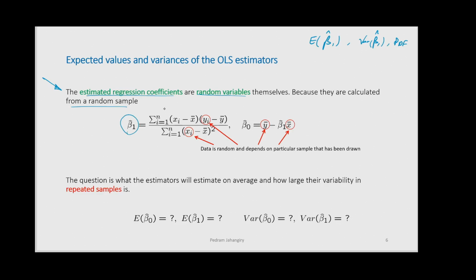So this beta hat 1, we have seen this before. This is the equation for beta hat 1, and this is the equation for beta hat 0. And from each sample, we get one of them. So if I keep resampling from the entire population, I receive multiple of these things. So at the end of the day, we are interested to see what these numbers are. What is the expected value of beta hat 0? What is the expected value of beta hat 1? And what is the variance for either of them? So the question is what the estimators will estimate on average and how large the variability is in repeated samples.